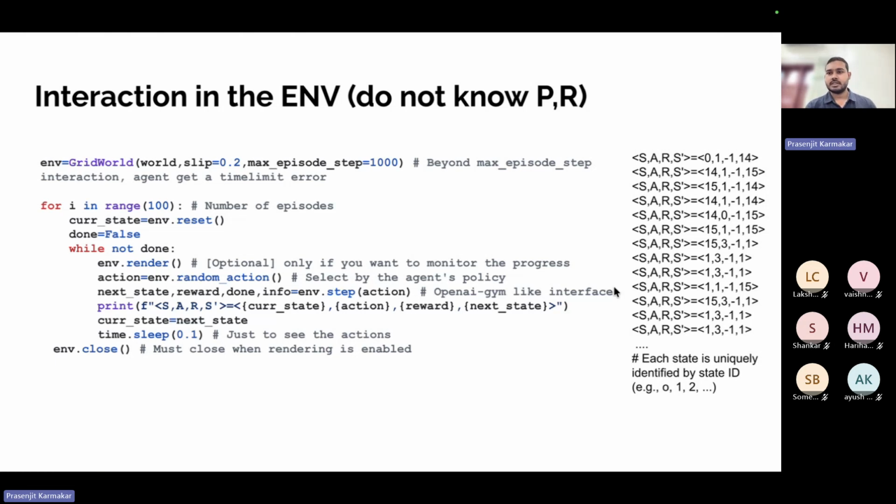And this is an example of how it prints. So S, A, R, S, A, these are the traced transitions, and each state is uniquely identified with a state ID. For the grid world package, every state is like 0, 1, 2, all those things, right?